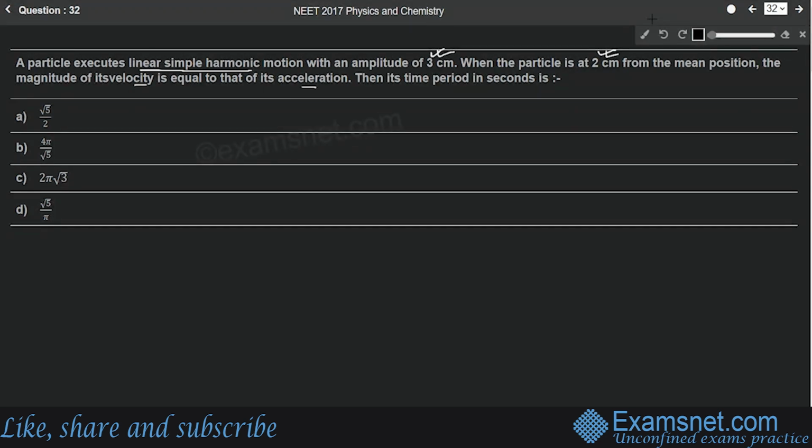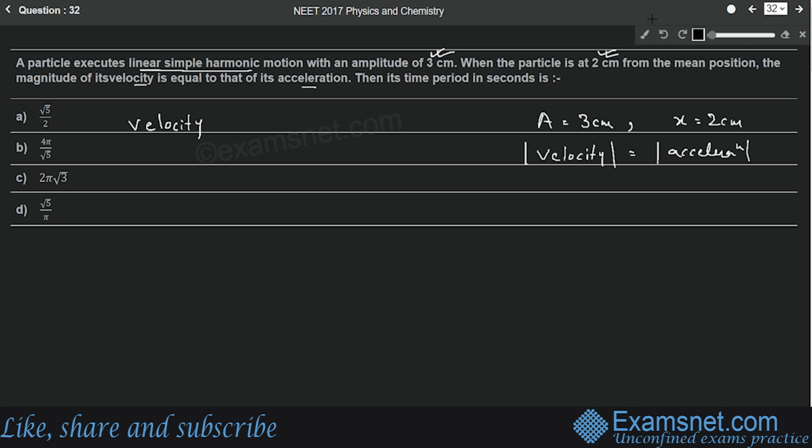Okay. So what does it say? It says that when the amplitude is 3 centimeter and the position of the particle, that is x is equal to 2 centimeter, then in this case the magnitude of velocity becomes equal to the magnitude of acceleration. Okay, so this is the case. Now what is the formula of velocity?